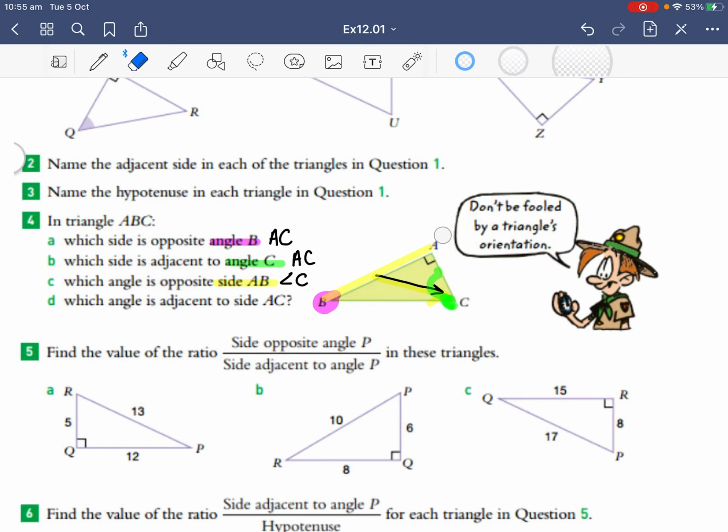So side AC is, I'm just going to rub out that. So side AC is here. Which angle is adjacent? So it is going to be angle C there.